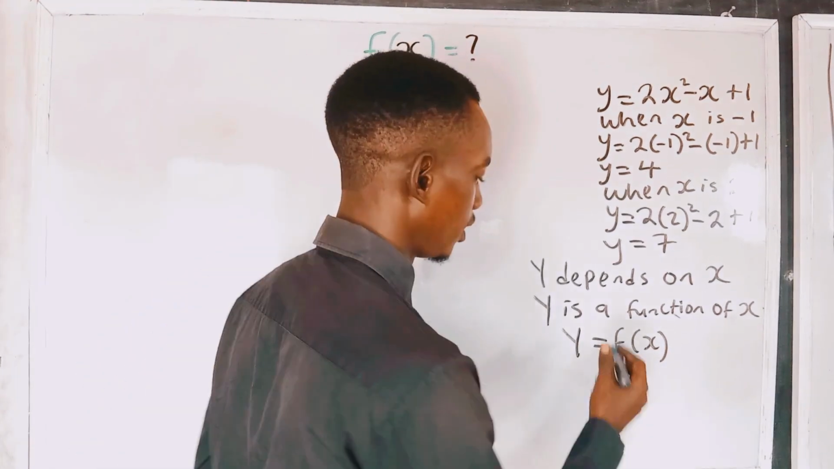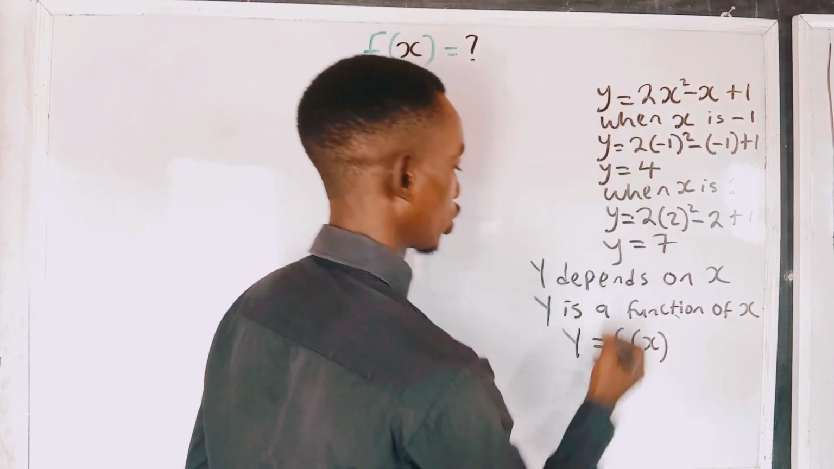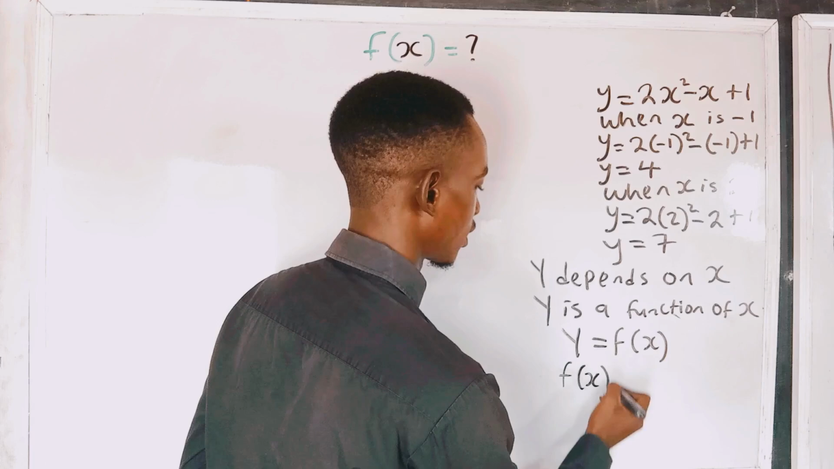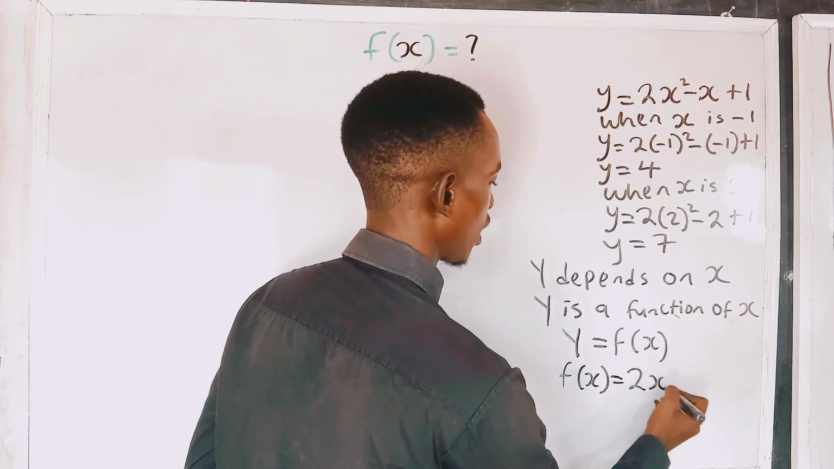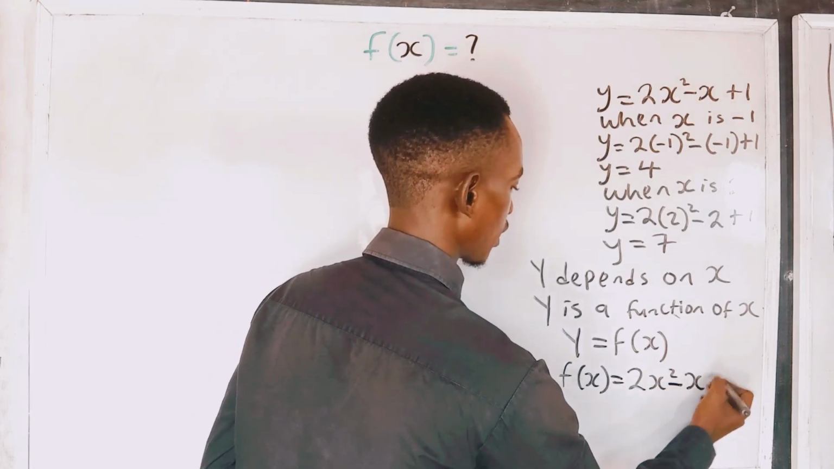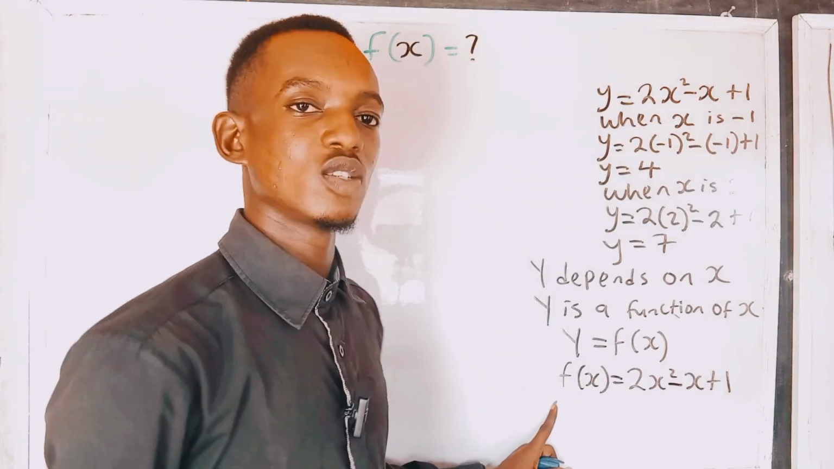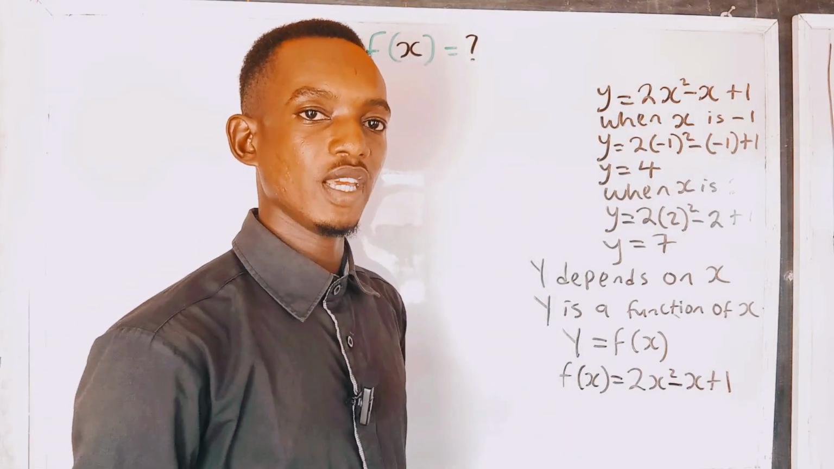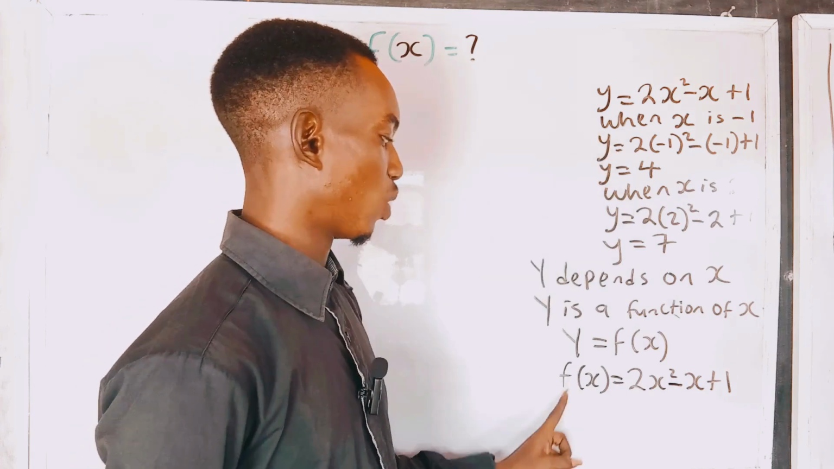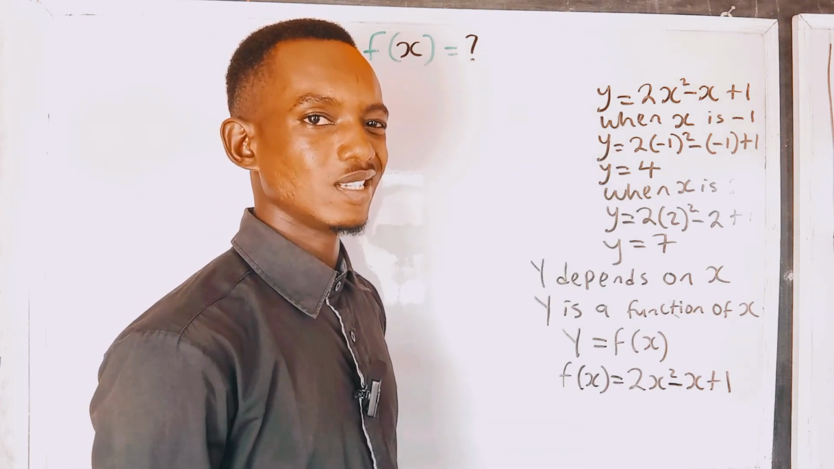So we can now rewrite this instead of y now. In this equation, we can write f of x equals 2x squared minus x plus 1. Yes, this is where function notation is being used. Instead of y here now, we're using f of x. It's still the same thing, okay?